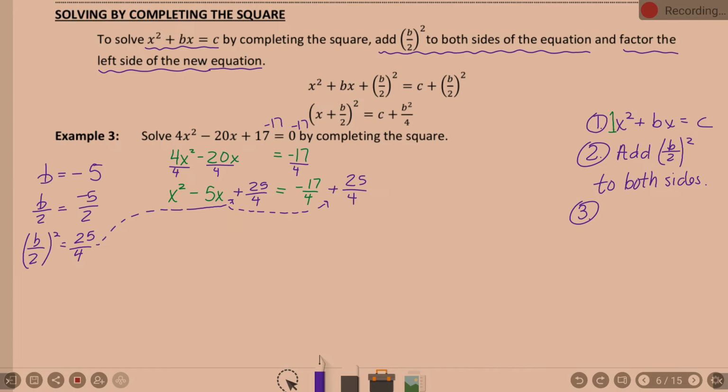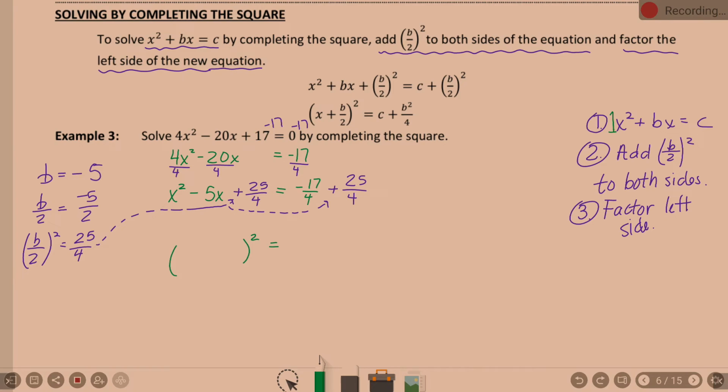Step 3, because we'll do cleanup here as part of step 3. Step 3 is to factor the left side. The whole point of completing the square is we have created a perfect square. We have created a perfect square that automatically will factor into a set of parentheses squared. Okay? It will automatically factor into a set of parentheses squared.